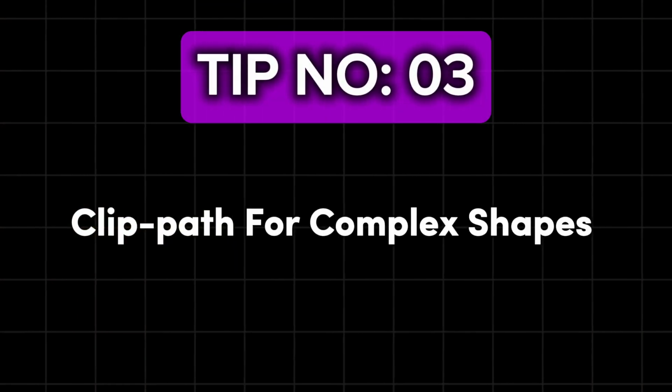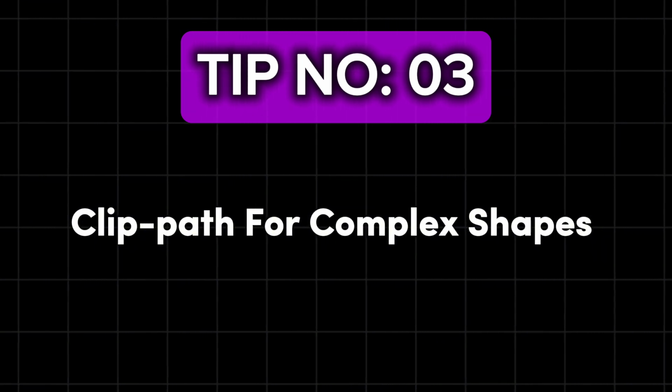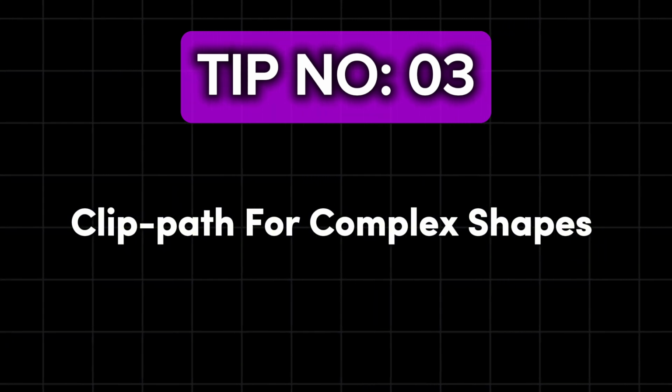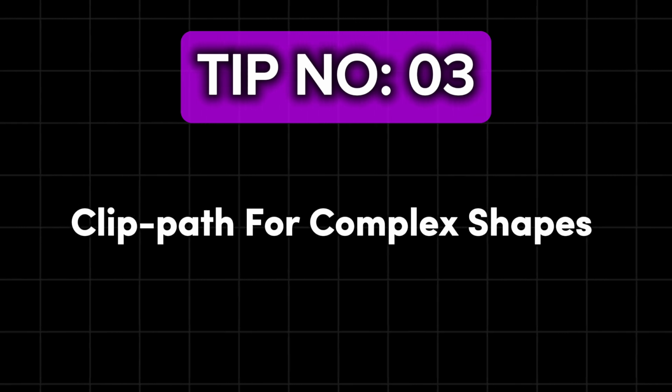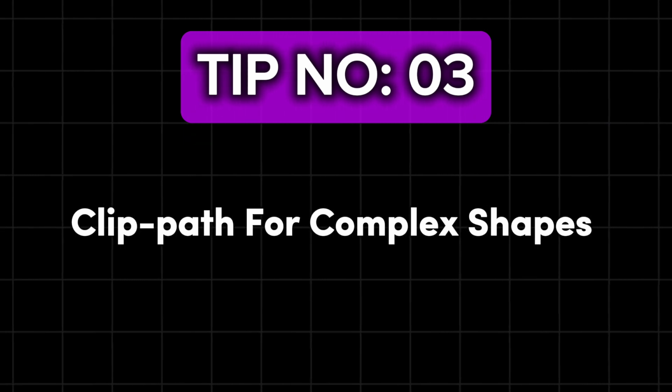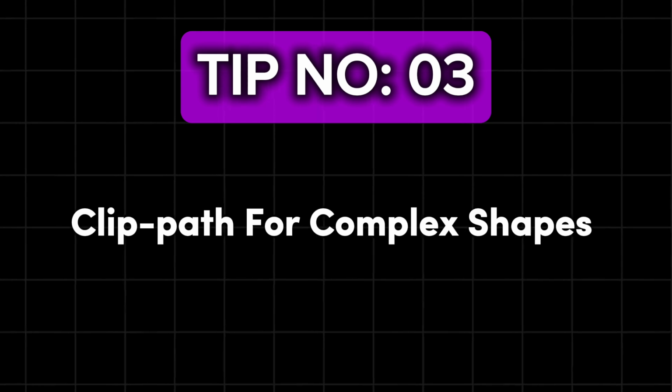Tip number 3. Clip path for complex shapes. This CSS feature allows you to clip an element into a complex shape like a circle, polygon, or custom route. Instead of using typical rectangular shapes, you may easily create unique layouts that attract attention.